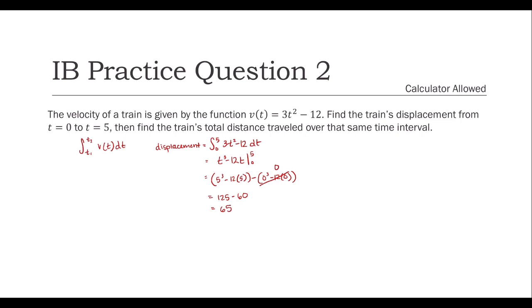And we don't know the units because it doesn't say it in the problem, so you would just say 65 units. So the train's displacement is 65 units. Now we want to find the distance traveled. So our distance traveled is going to equal the integral from t1 to t2 of the absolute value of v of t dt.